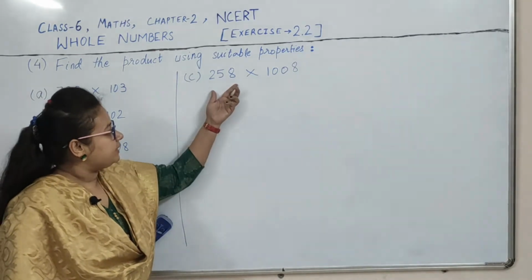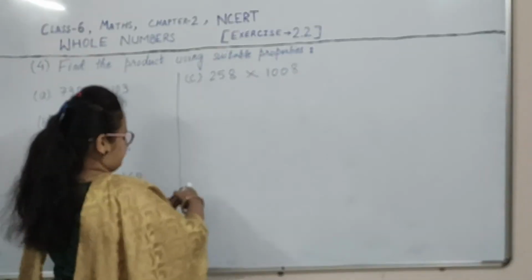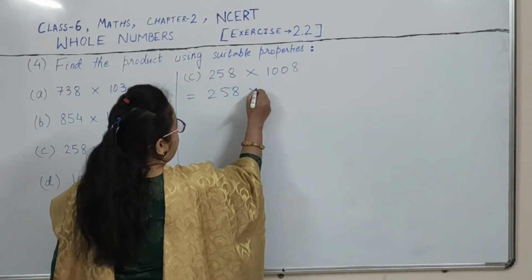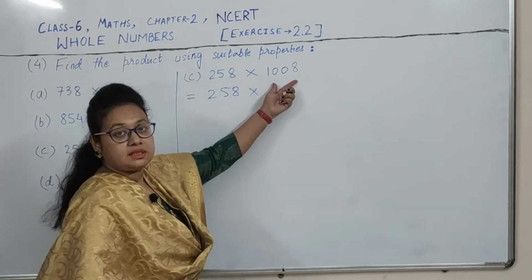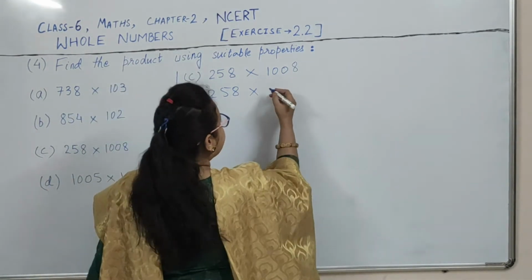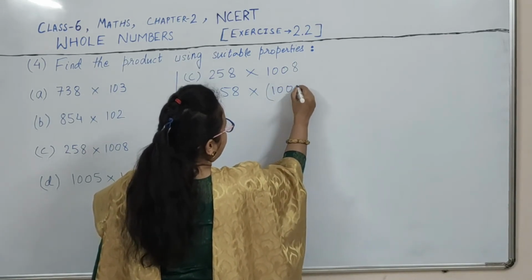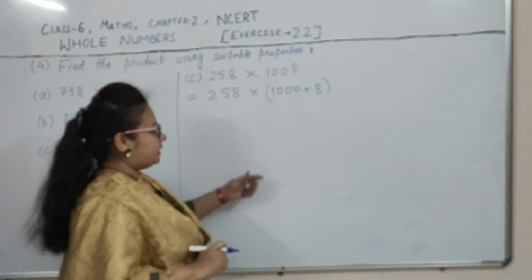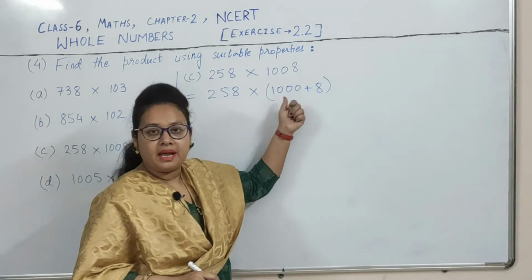In question number C, we have to find the product of these two numbers. So now let us see how we find the product. See, 258 is written as it is and this is 1008. We will split it in two parts. 1008 can be written as 1000 plus 8. Can it be written like this? 1008 can be written as 1000 plus 8.